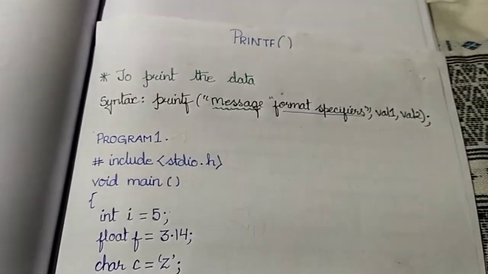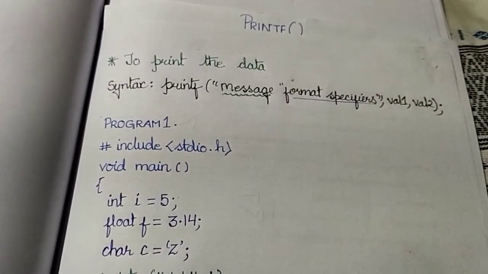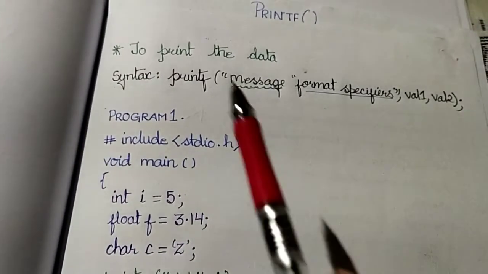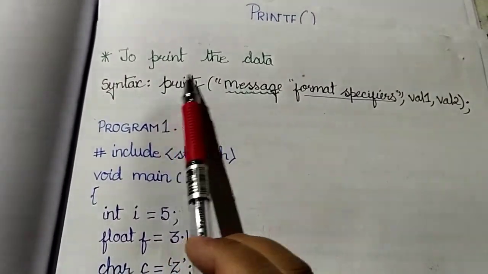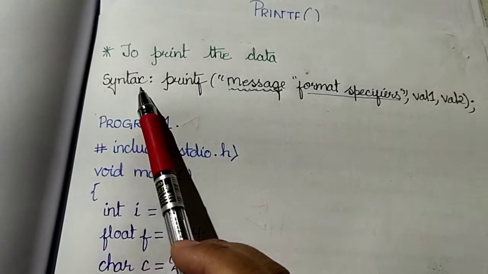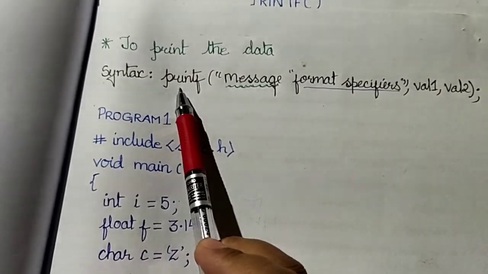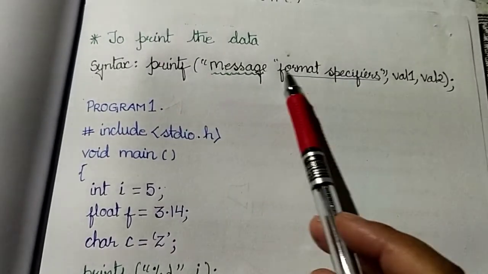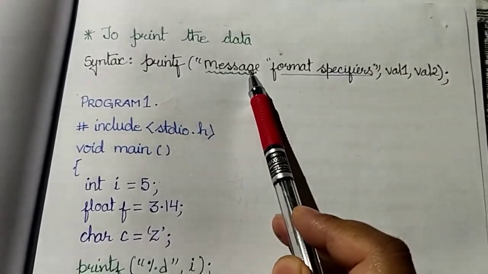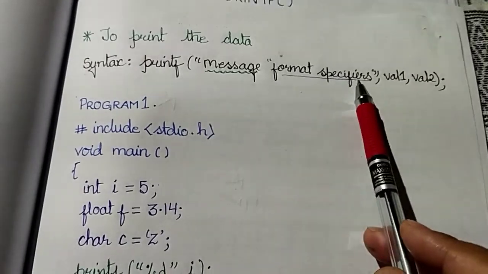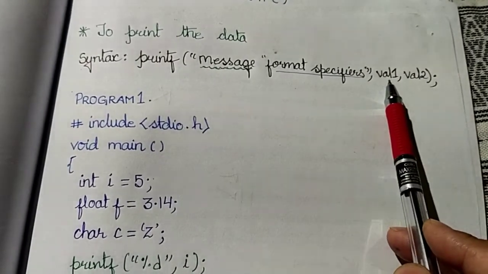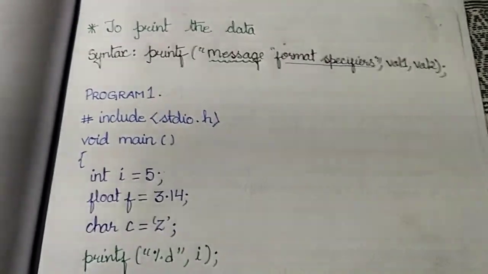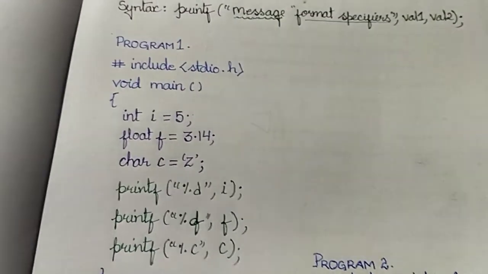Okay, now the question is, what if I want to print the value, not only the message? To print the data or the value, the syntax is what? printf, then we have open and close parenthesis, then we have message, then we have format specifiers, then we have value 1, value 2, value 3 and so on. To understand that one, let me explain with the program.